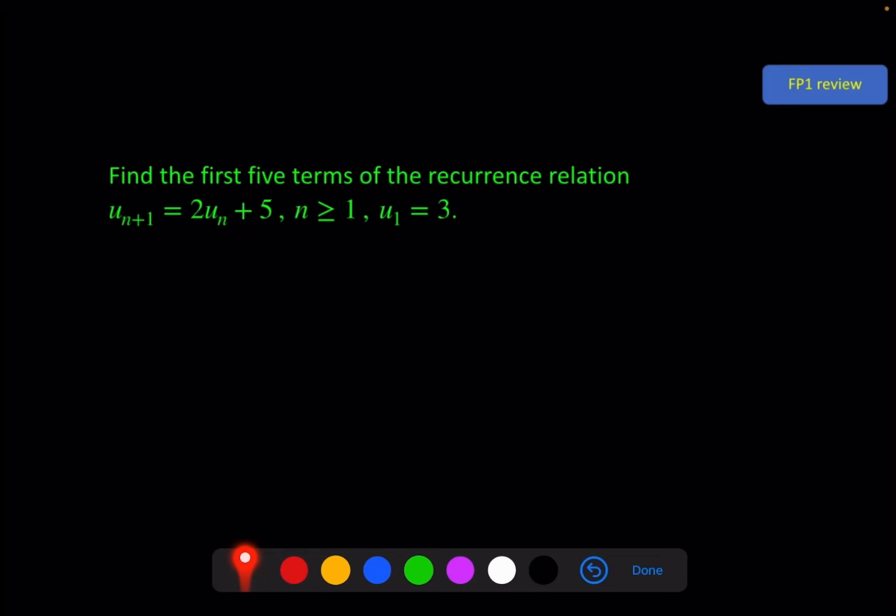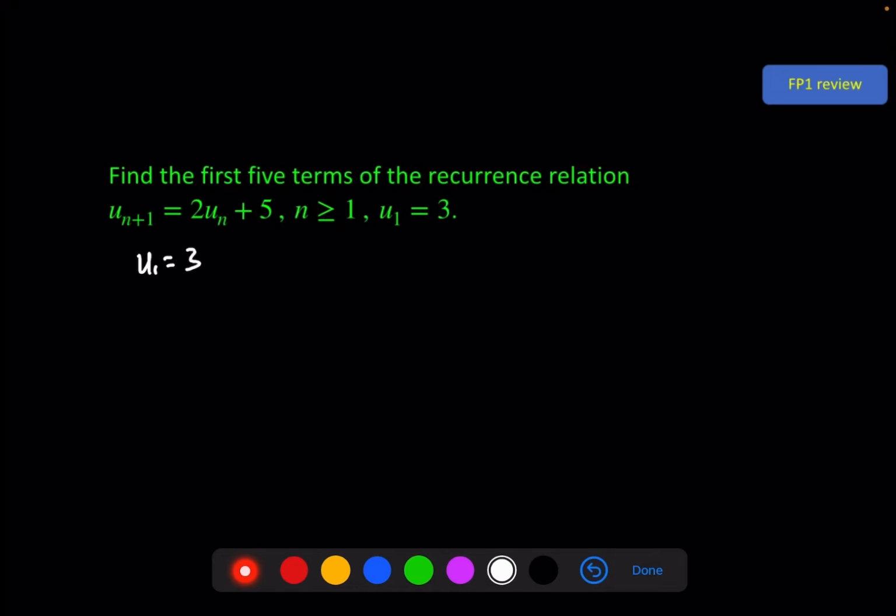Quick starter question here. Find the first 5 terms of the recurrence relation u_(n+1) = 2u_n + 5. n must be greater than or equal to 1 and u_1 is equal to 3. So we've got the first one. We know that u_1 is equal to 3 as part of the definition.